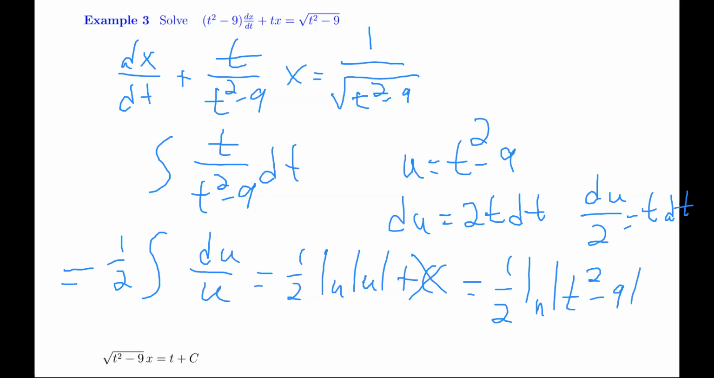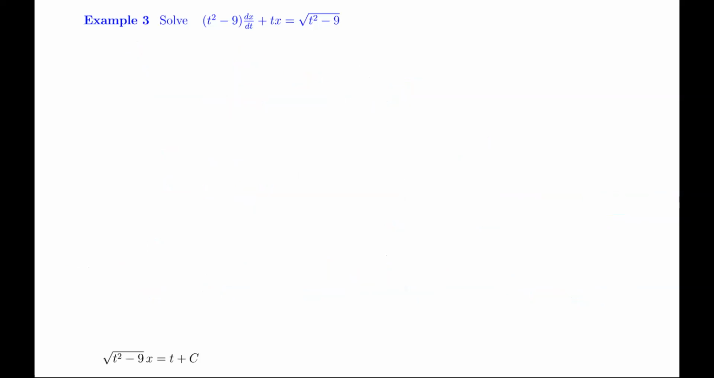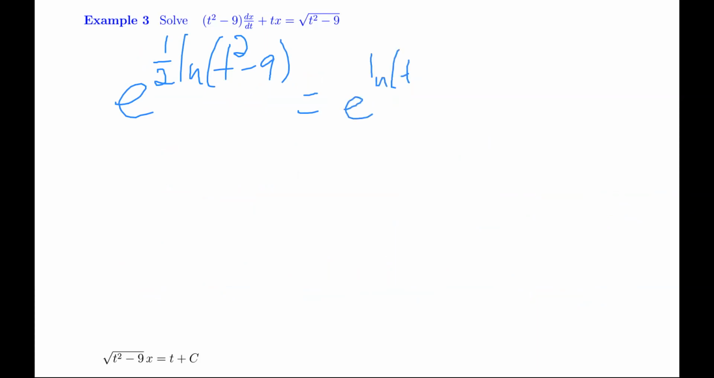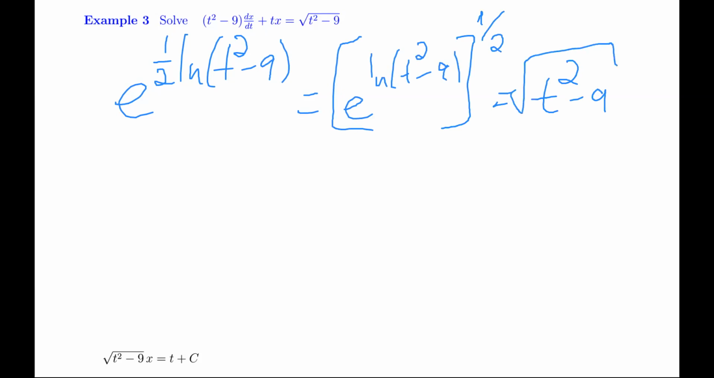So I'm going to go ahead and erase this. And again, our integrating factor was e raised to that integral, which was 1/2 ln of t squared minus 9, which is e raised to the ln of t squared minus 9, all raised to the 1/2, which is t squared minus 9 raised to the 1/2, which means just the square root of t squared minus 9. So that is our integrating factor here. This is our mu of t for this problem. Okay, so we multiply everything by that.